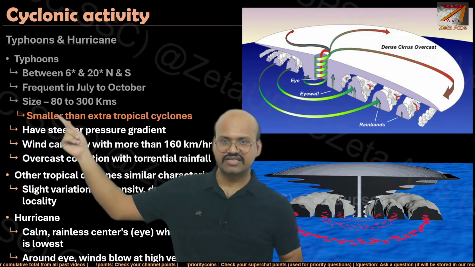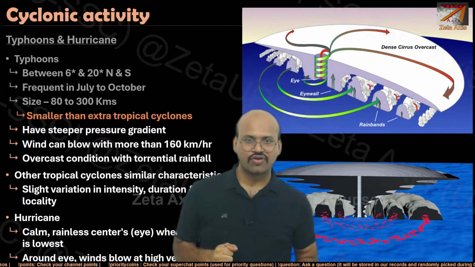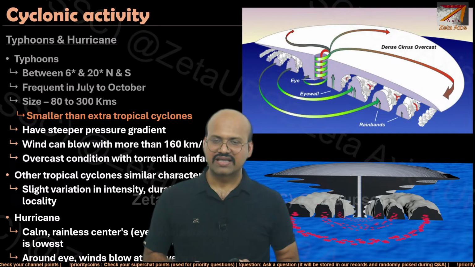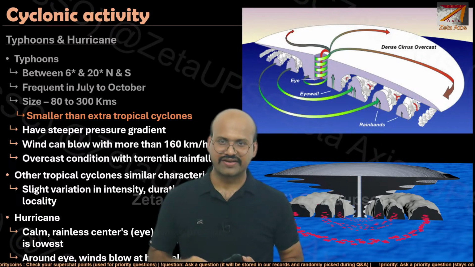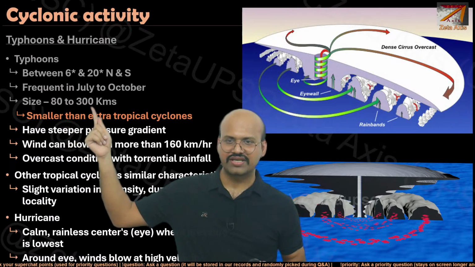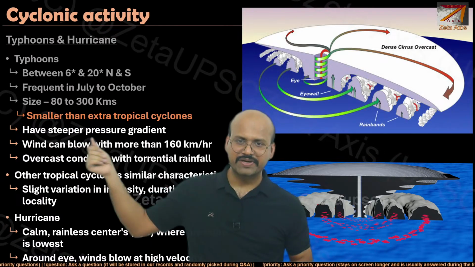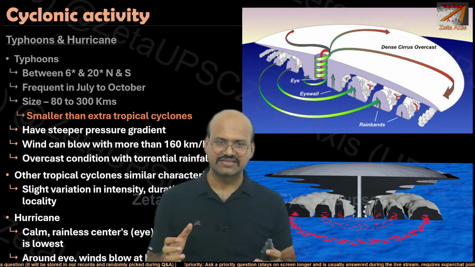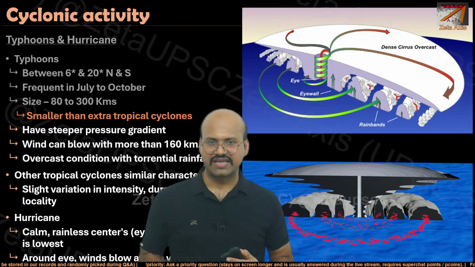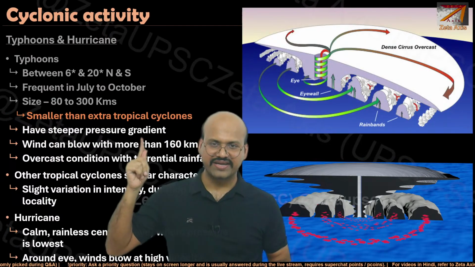They are generally smaller than extratropical cyclones. The temperate cyclones, that is the cyclones which occur in the temperate region, are much larger. They can be like 1,000 kilometers wide, while the tropical cyclones are only 80 to 300 kilometers. They have a steeper pressure gradient. So even though they cover a shorter distance, the air is moving at very high velocity compared to the extratropical cyclone, because the pressure gradient is very high.